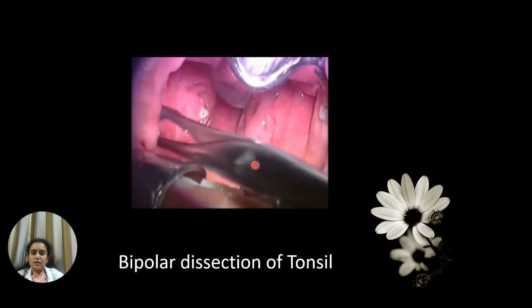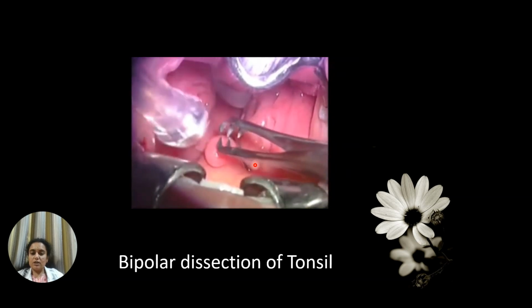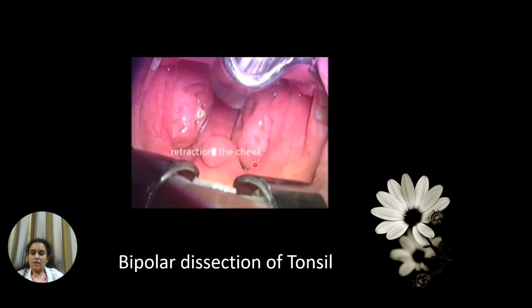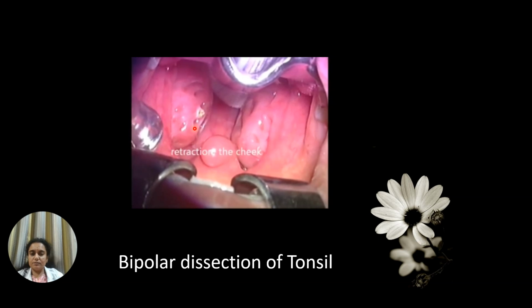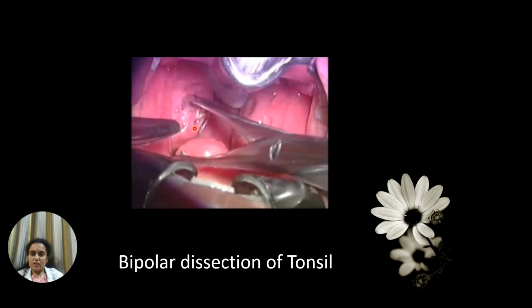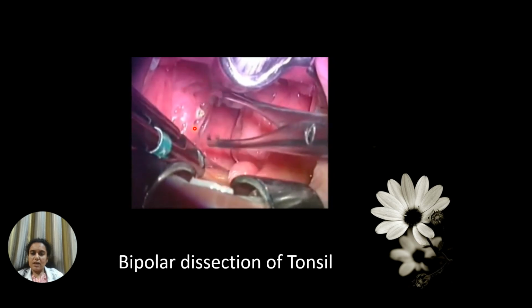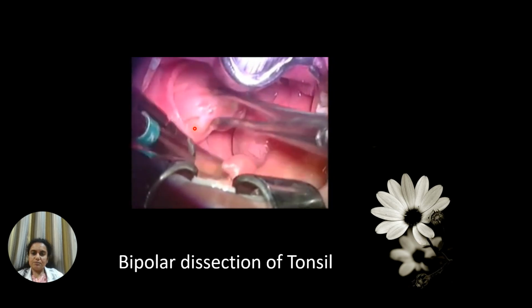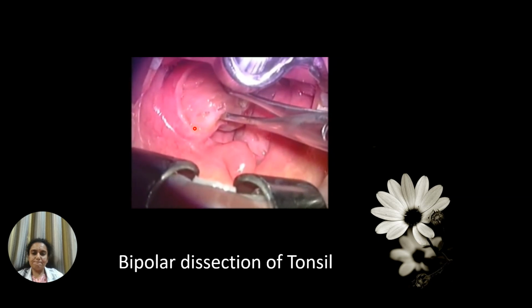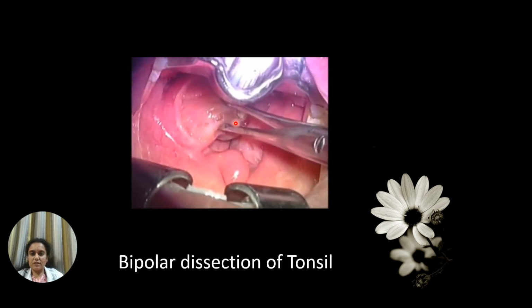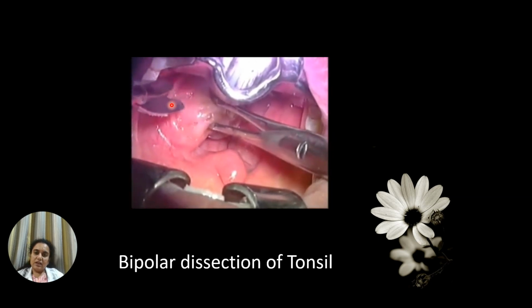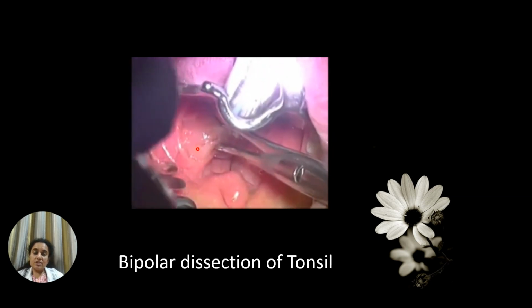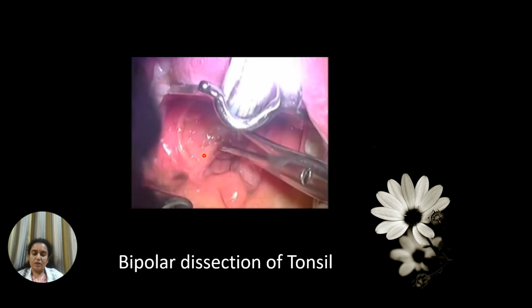This video shows tonsillectomy procedure using the bipolar scissors. So once the cheek is retracted, the tonsil is held with the forceps, and then we start the dissection. See, the tonsil is pulled medially. Once the tonsil is pulled medially, we will be able to visualize clearly and we get the plane. So the plane of dissection is the loose areolar tissue.